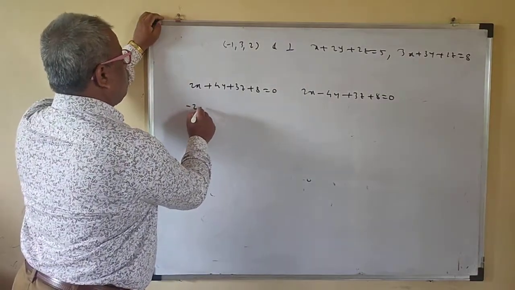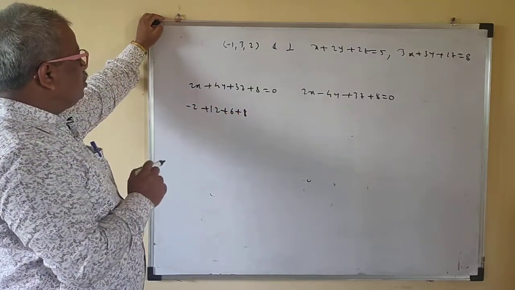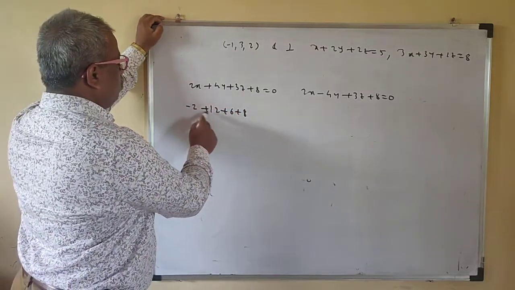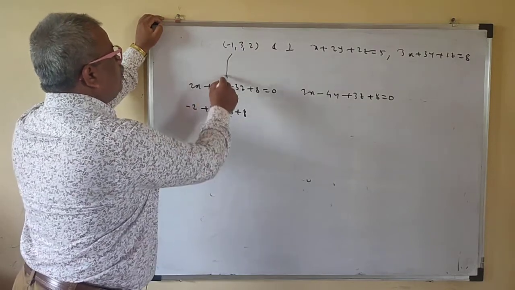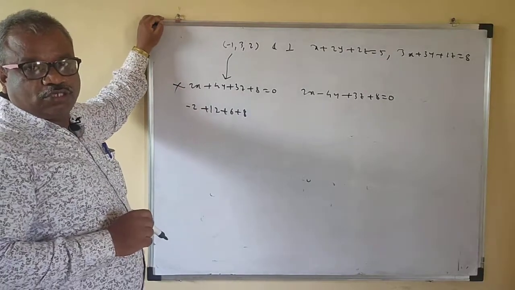The minus 2, plus 12, plus 6, plus 8. Whether it is 0 is 14. Okay, this is 10 and this is not 0. That means this does not satisfy the equation of the plane. This will not be your option.